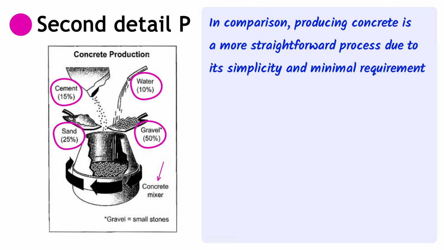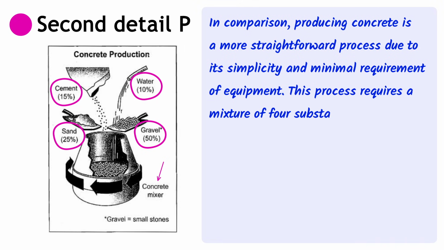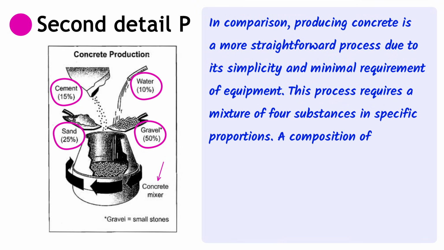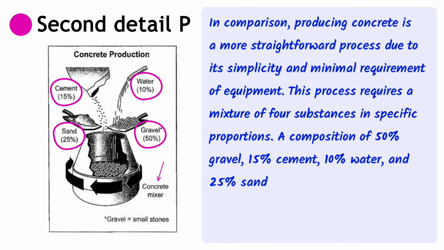Okay, now let's write about the requirements or the substances which are mixed here. This process requires a mixture of 4 substances in specific proportions. A composition of 50% gravel, 15% cement, 10% water, and 25% sand are all placed. So you see how I use passive tense here.